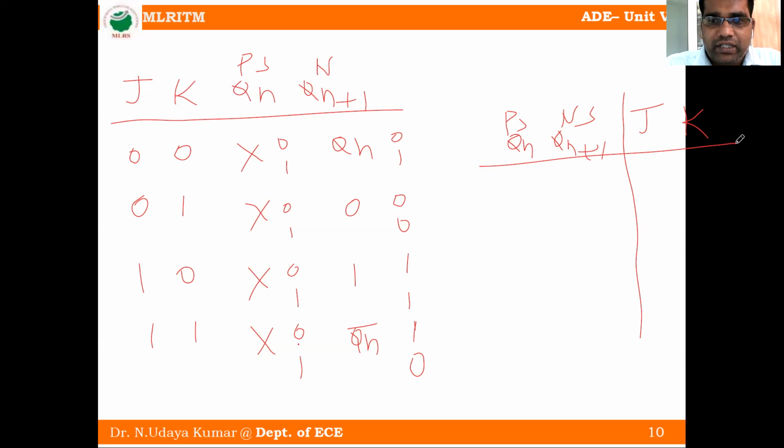What are the chances? 0 0, 0 1, 1 0, 1 1. What are the mandatory inputs for the JK flip-flop? From this extended truth table we can find them.